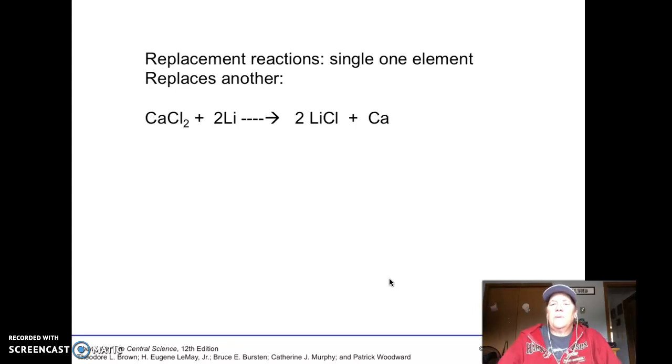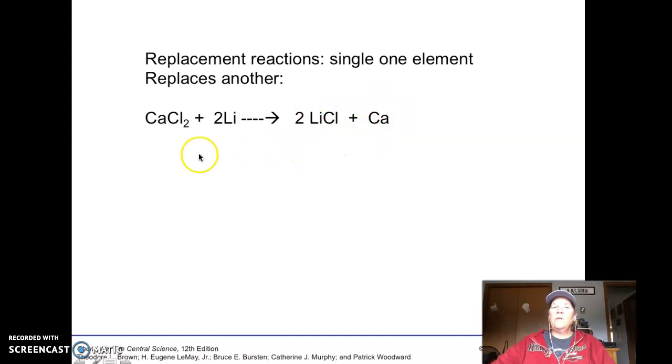Then we have the replacement reactions. Okay, they put them in groups. I guess you could put them in as each individual, then we'd have 5 different types of reactions. But the difference between them, in a single replacement reaction, one element replaces another. If you look here, I have calcium chloride and lithium. What's going to happen is the cation lithium is going to replace calcium. So the two positives, the metals, are going to replace each other. So I end up with lithium chloride and calcium.